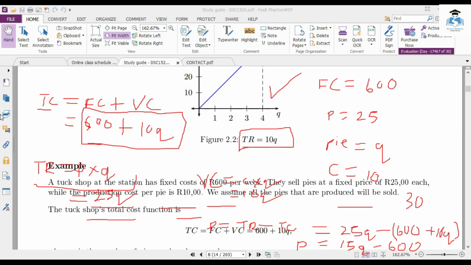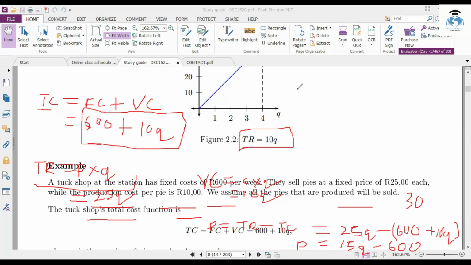All right. Can I ask you, where you said P is equal to 25Q minus, in bracket, 600 plus 10Q, if you can simplify, how did you come to P is equal to 15Q minus 600? I know that I'm taking you back. No, it's fine. It's fine.